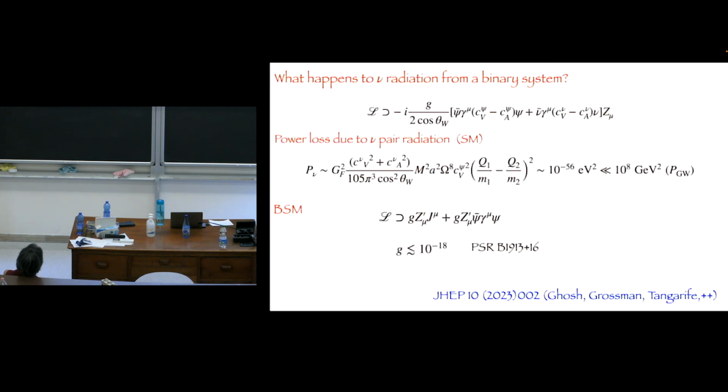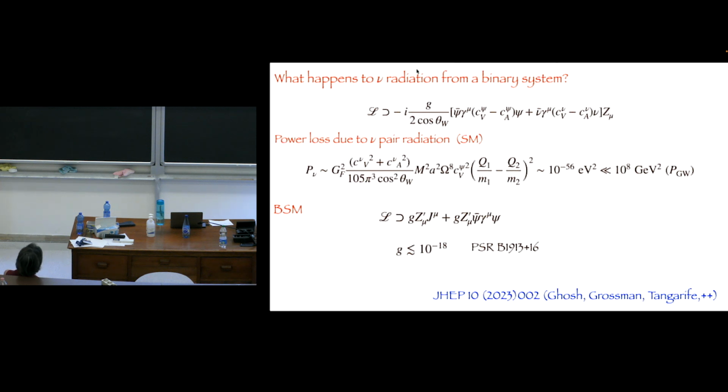Now following this, these people calculated the radiation rate if neutrinos are emitted, okay. This is the typical Lagrangian if I consider that the neutrinos are coupled with the standard model gauge boson, and psi is the muonic current. So you will get P nu as this, 10 to the minus 56 eV squared. This is the formula for standard model neutrino emission. This is much smaller than the usual gravitational wave radiation energy. So the takeaway message is that neutrinos will not give enough energy loss contribution to the binary system's orbital period loss.